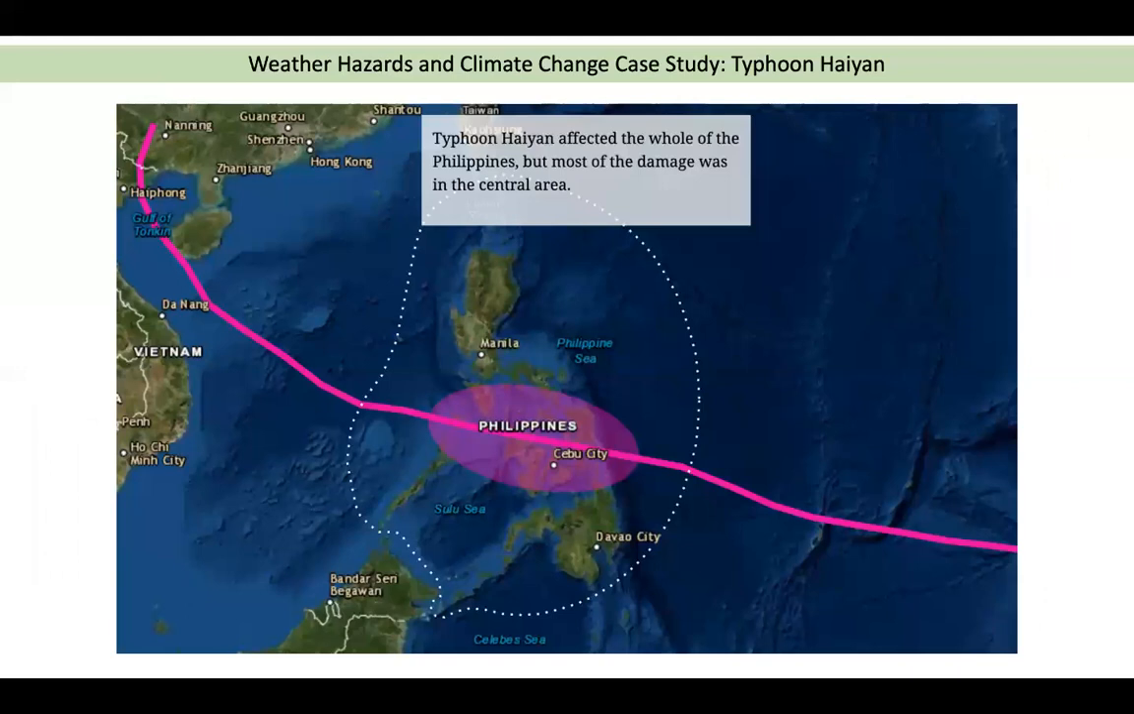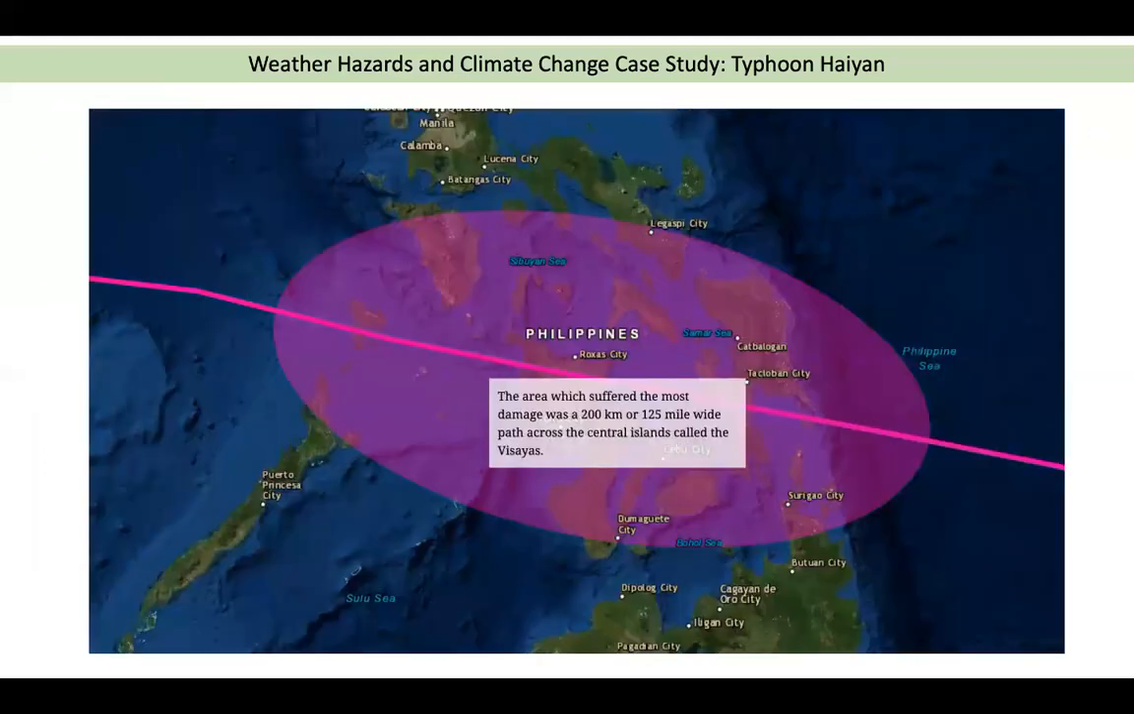Okay, here's a little map, and that pink area shows you the area where the typhoon caused the most damage. Okay, and if we can zoom in, we can actually see some of the cities that are affected, and we're going to focus on Tacloban City.